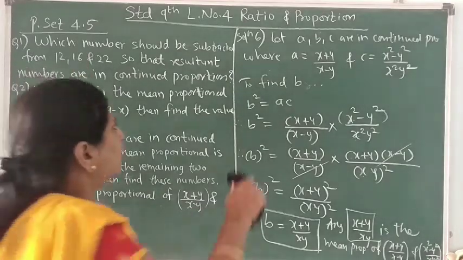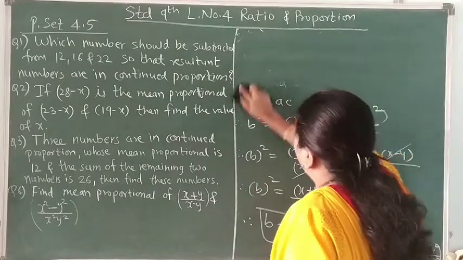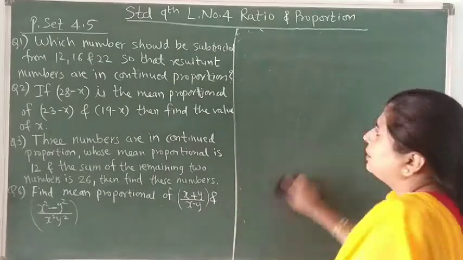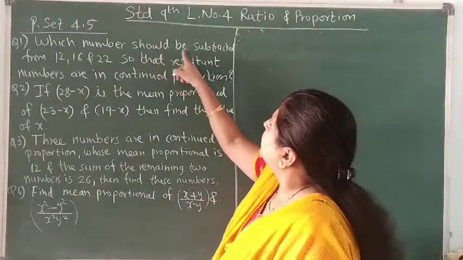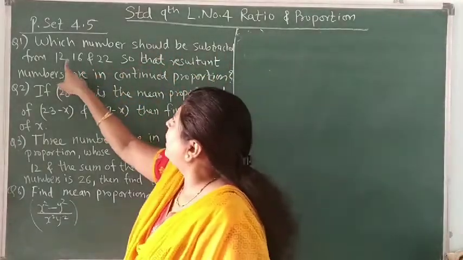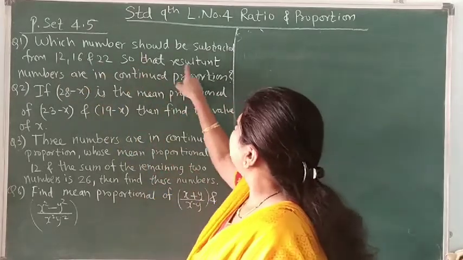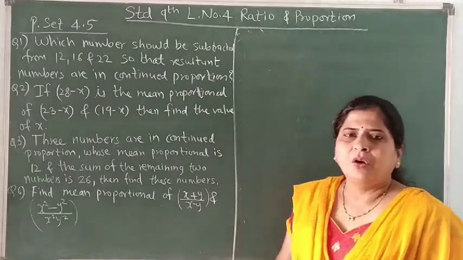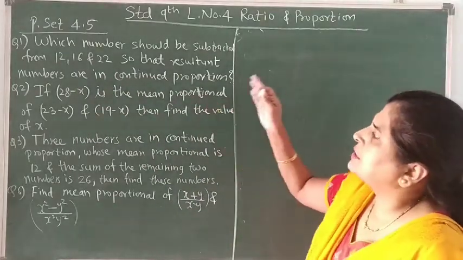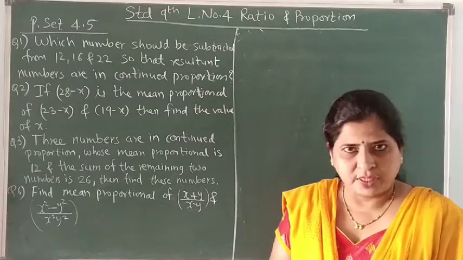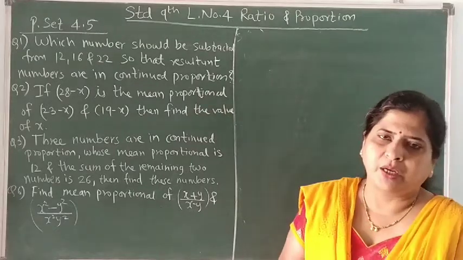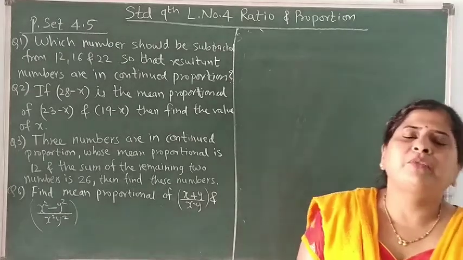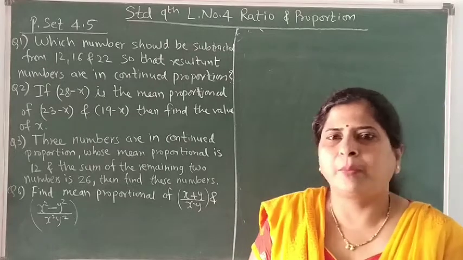Now let's go to the word problems. Now let's read the question number 1, where it is given which number should be subtracted from 12, 16 and 22 so that the resultant numbers are in continued proportion. Now the given 3 numbers are 12, 16 and 22. But we need to find such a number which should be subtracted from that, which we do not know, we need to find. And as usual whenever we do not know, we take it as variable x.